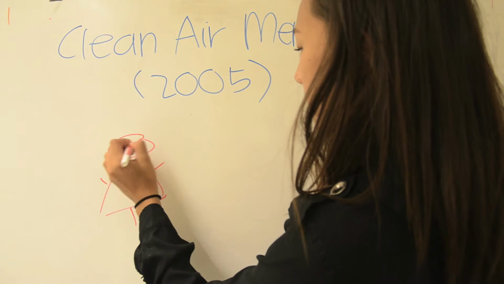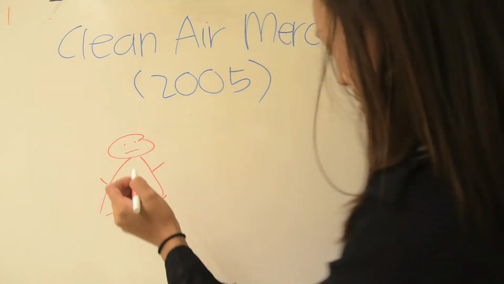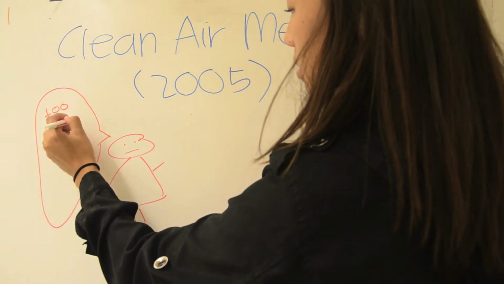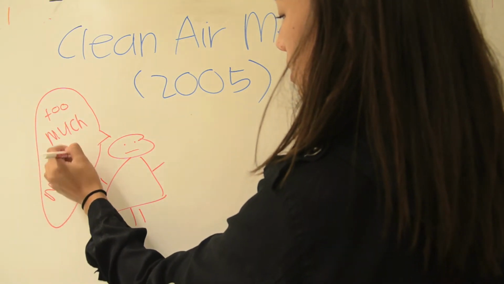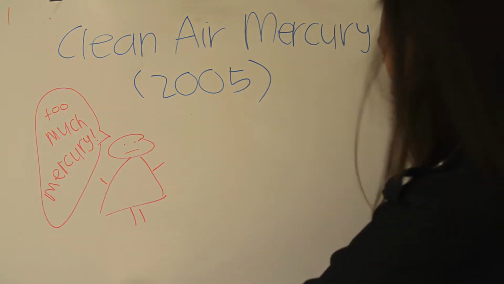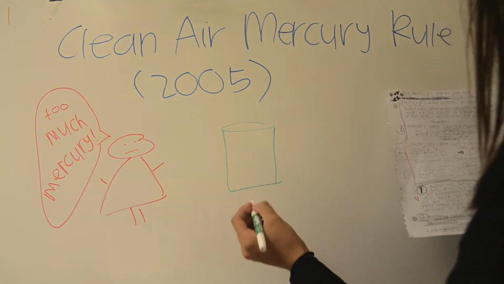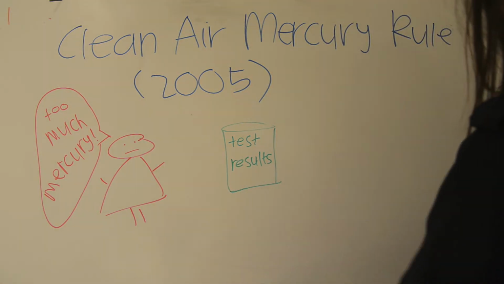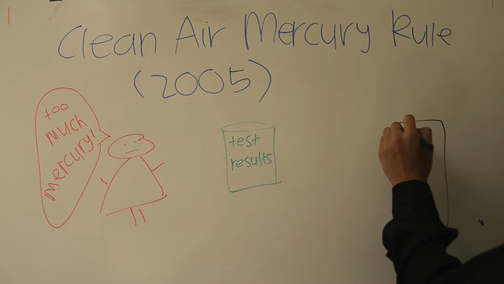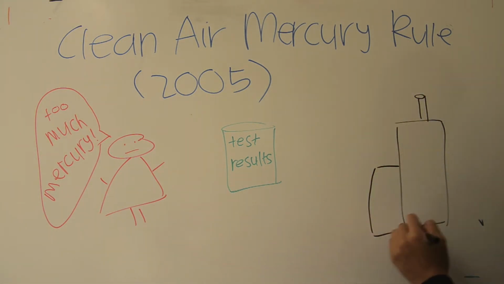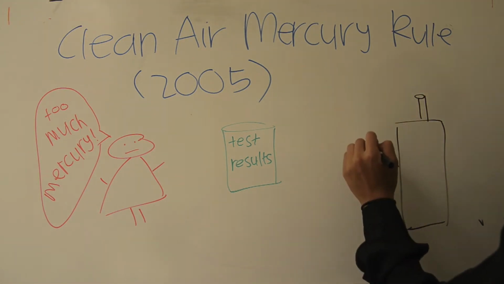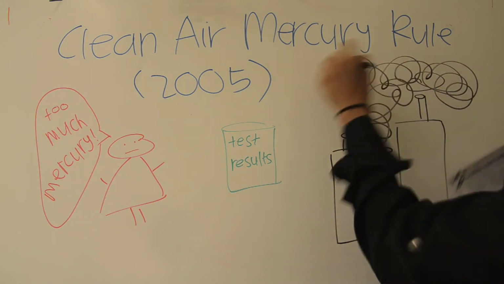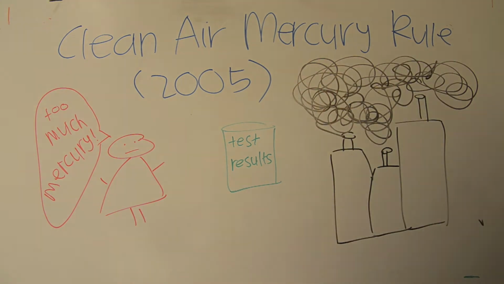The Clean Air Mercury Rule declared the regulation of mercury emissions from coal-fired power plants. This helped reduce the amount of mercury pollution getting released into the air. Therefore, it could not go through the process of getting into large bodies of water. If this happened, it would cause biological magnification and eventually damage us humans with mercury.